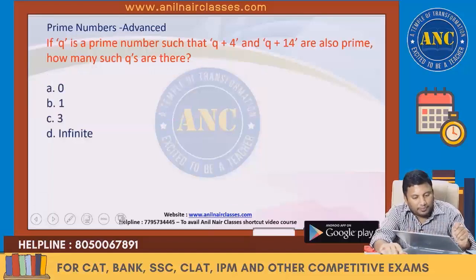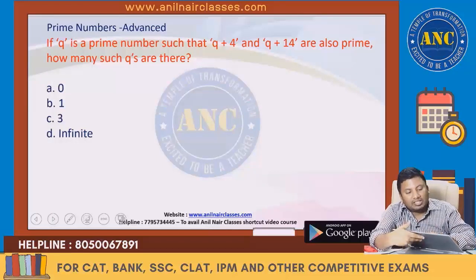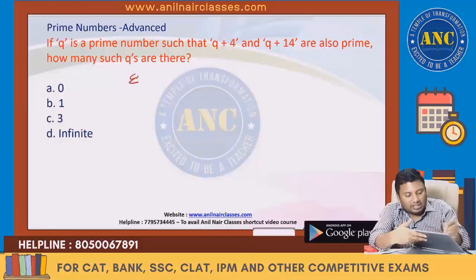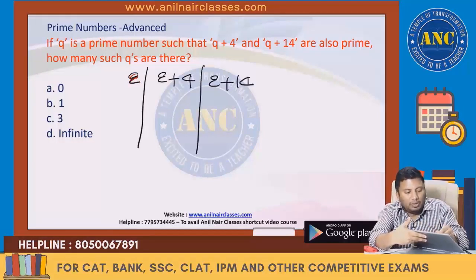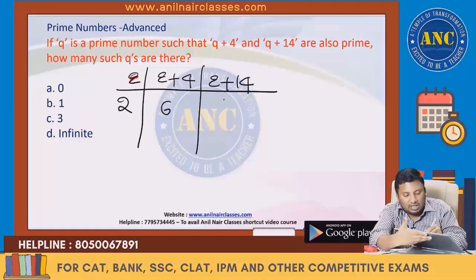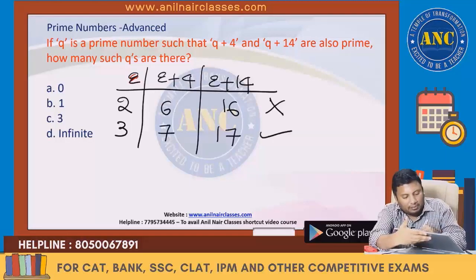Next one. If q is a prime number, already we discussed this model. If q is a prime number, q plus 4 and q plus 14 both should also be prime. So if q is 2, 2 plus 4 is 6, 2 plus 14 is 16, not possible. If q is 3, 7, 3 plus 14 is 17, possible.